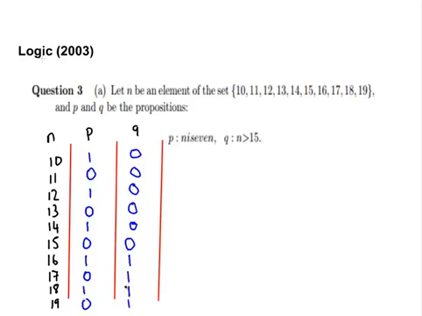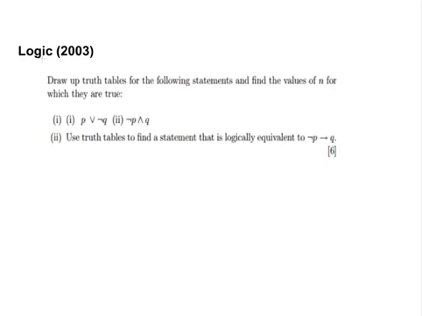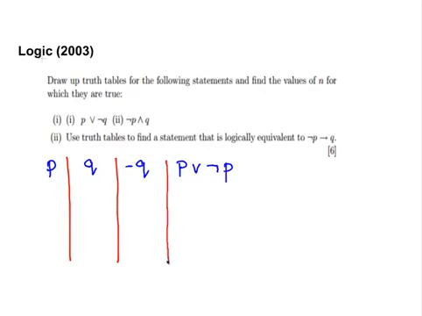Now, that's just getting the ball rolling on the question. The next part is, draw the truth table for the following statements and find the values for n for which they are true. So, P or not Q, and P and not Q. Let's do that here first, so we're just going to park that previous question for a while. We'll do the truth tables for that first off.